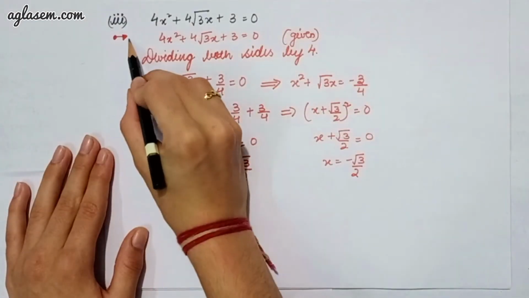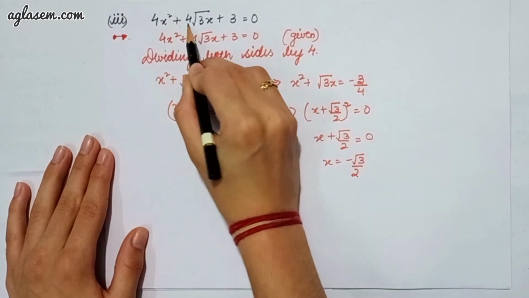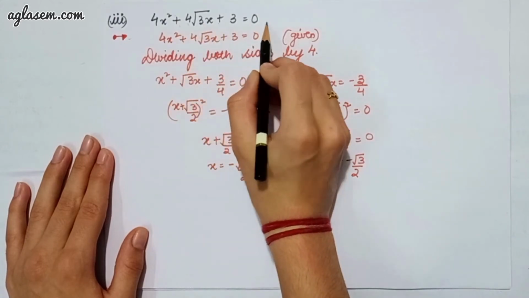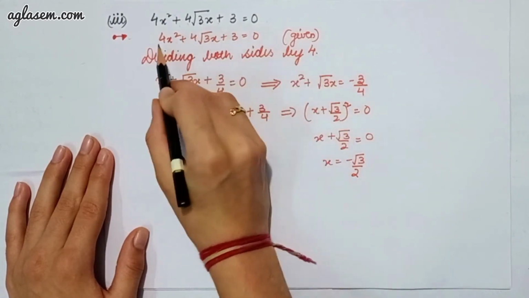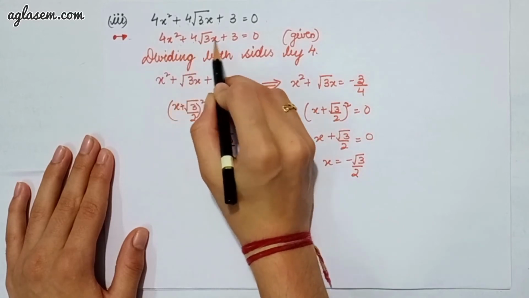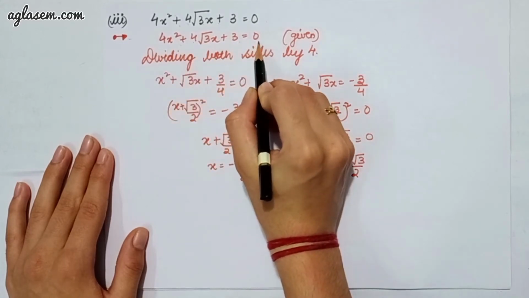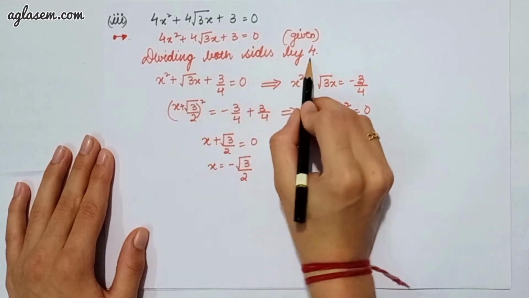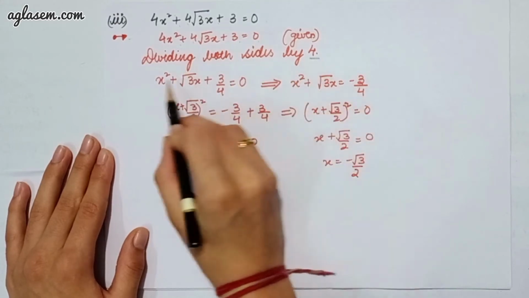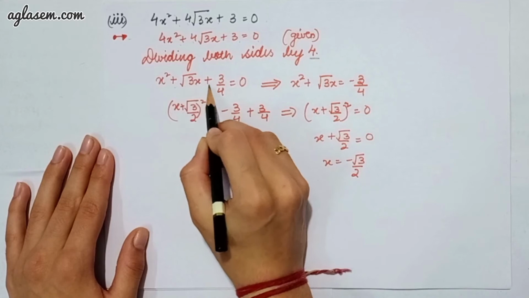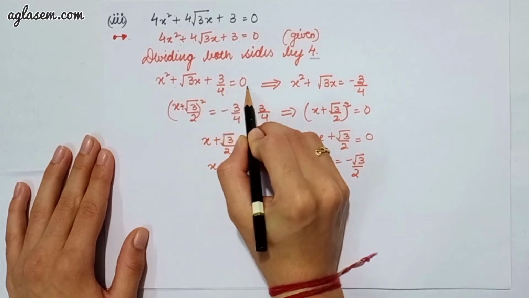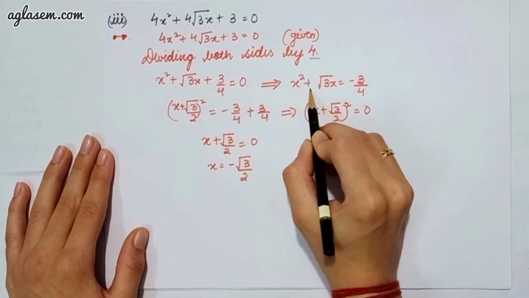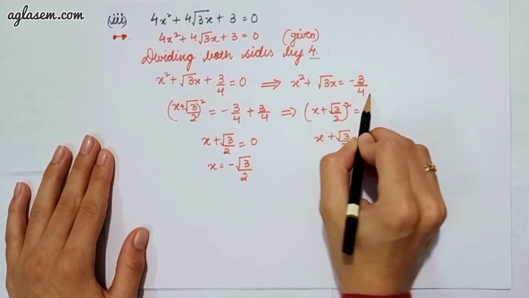Moving to our third part, which says 4x² + 4√3x + 3 = 0. This is already given to us. We have to divide both sides by 4. Therefore, x² + √3x + 3/4 = 0. Solving this, we will get x² + √3x = −3/4.